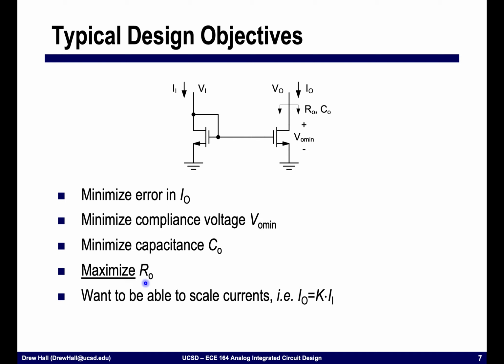More often than not, you will see that a current mirror is not used when you want I out equal to I in. It's when we want to scale the current and multiply it by a factor, something like 10 or 20. So let's look at the scaling of this particular structure in a little more detail.